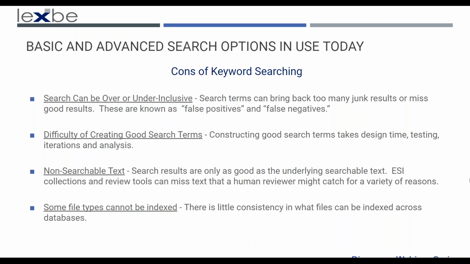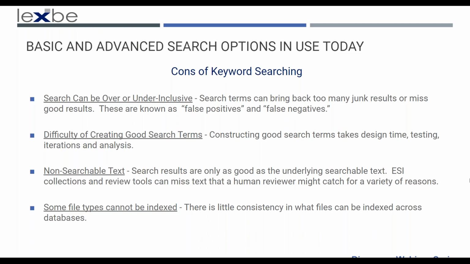And some file types just can't be indexed. So there's little consistency in what files can be indexed across different databases. So depending on the types of files that you have, for instance, if you have a case that involves some construction litigation, you would want to consult with your vendor and see what type of indexing is available for, let's say, DWG files or engineering plans. You'd want to make sure that the indexing that's behind your vendor's tool is able to extract that kind of text too. And if not, you need to employ some other kind of review methodology to handle those types of documents that can't be indexed.